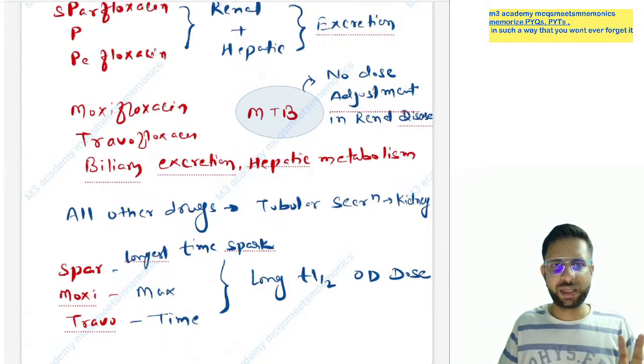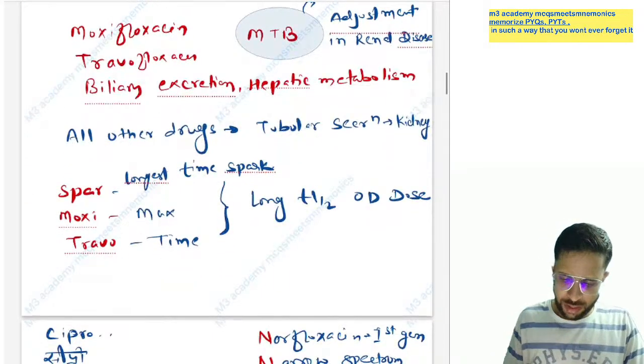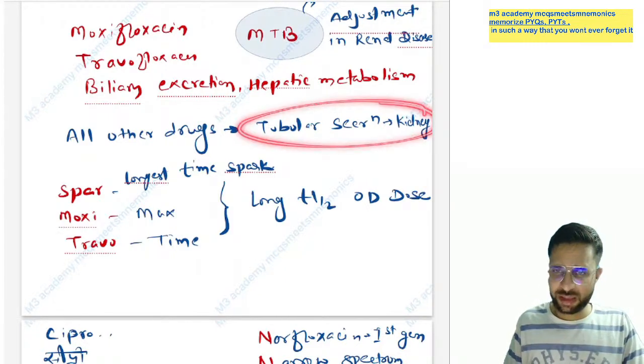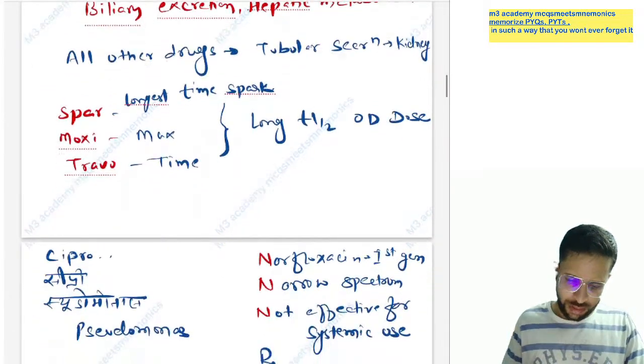मोक्सी ट्रावा किससे जाते हैं? बाइल से. Yes, बिलियरी एक्सक्रीशन से. हिपेटिक से जाते हैं तो उसको रीनल की डिजीज में दे सकते हो. तो all the other drugs कैसे जाएगी? वो किडनी से जाएगी. Yes, so किडनी वाली जितनी भी डिजीजेस होगी उसमें अपन डोज को एडजस्ट करेंगे. Yes, so next is sparfloxacin, moxifloxacin और travafloxacin.